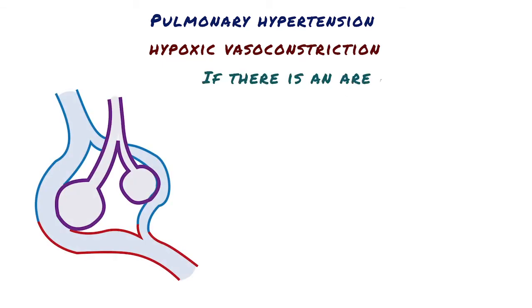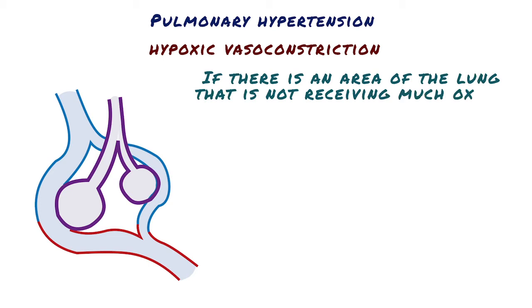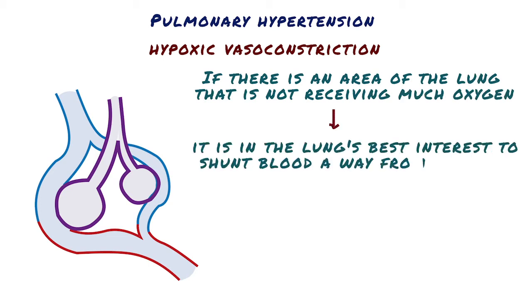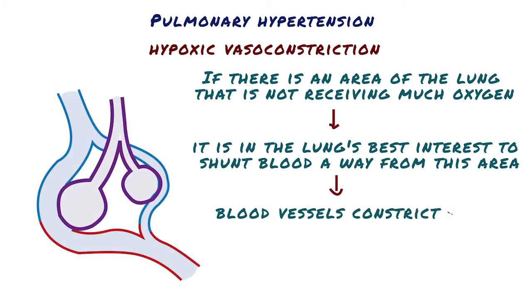If there is an area of the lung that is not receiving much oxygen, it is in the lung's best interest to shunt blood away from this area to a region of the lung where it is more likely to be oxygenated. Hypoxic vasoconstriction accomplishes this. In areas of the lung where oxygen tension is low, the blood vessels constrict so blood will go elsewhere. When there is one area of isolated hypoxia, you can see how this mechanism would be helpful.